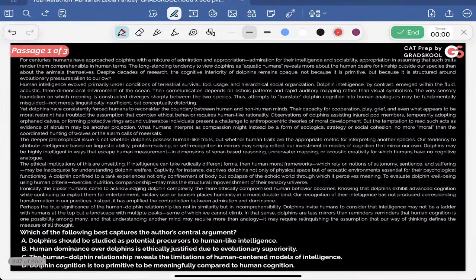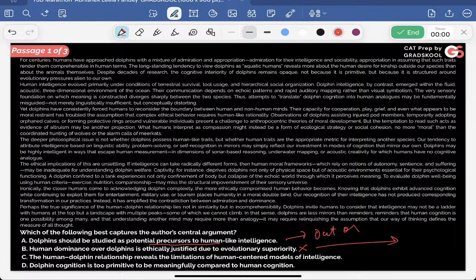Which of the following best captures the author's central argument? A: Dolphins should be studied as potential precursors to human-like intelligence. B: Human dominance over dolphins is ethically justified due to evolutionary superiority. C: The human dolphin relationship reveals the limitations of human centered models of intelligence. D: Dolphin cognition is too primitive to meaningfully compare to human cognition. Now, B is something which the author is against, and it's not a central argument, it's just a supporting argument, right? Potential precursors to human like intelligence, this is far fetched and not mentioned anywhere, out of context.